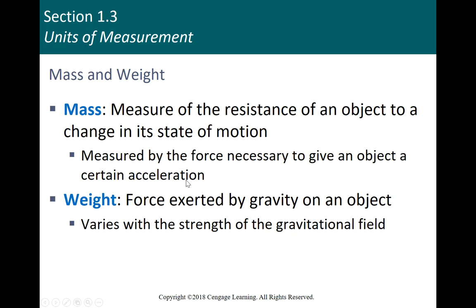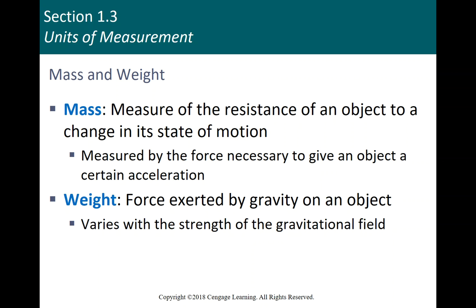Mass is measured in kilograms in the SI system and grams in the metric system, but mass kind of has an odd definition because mass is tied to something called inertia, and so the definition of mass is actually a measure of the resistance of an object to its change in the state of motion. Mass is the same regardless of where you are in the universe. You will always have the same mass.